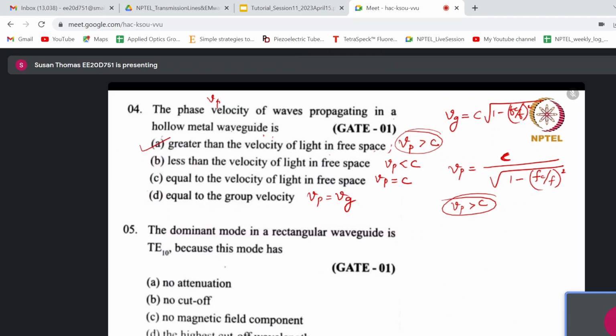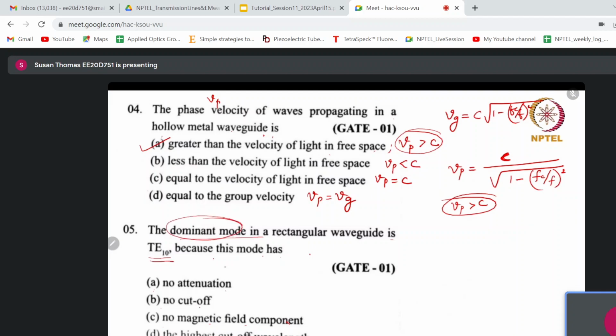Coming to the next question. This again very basic question. Dominant mode in a rectangular waveguide is TE10 because this mode has option A no attenuation, option B no cutoff, no magnetic field component. The last option is the highest cutoff wavelength. Okay, so it's a very simple concept.